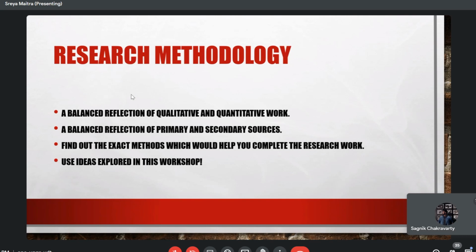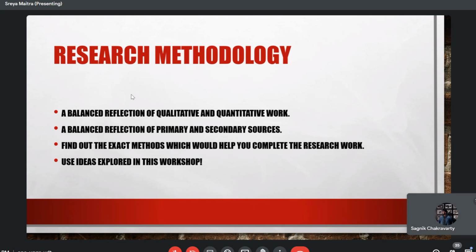Usually, if it's a balanced reflection of quantitative work and qualitative work, then you have a winner at hand. It should also be a balanced reflection of primary and secondary sources. So, like I said, when you are interviewing professors in different universities and asking them what they feel about the NEP, and you are then charting those responses in a pie chart, or on a Likert scale or whatever, you are basically making qualitative opinions into quantitative statistics. So that's your quantitative work.